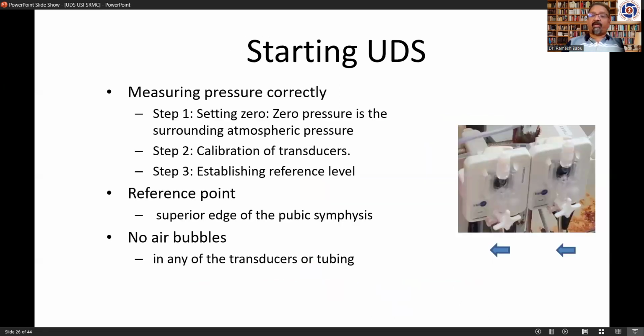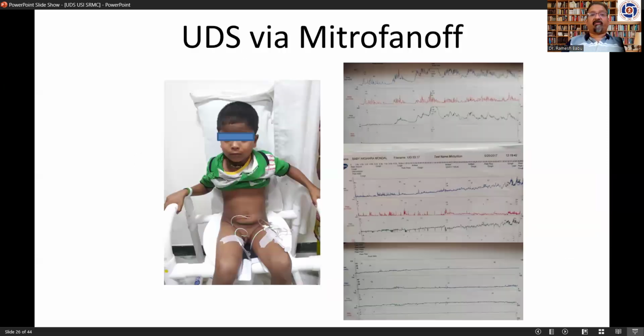Now, starting the UDS, we have all heard about the basics of urodynamics. Setting zero is important. Calibration of transducers is important. Establishing the reference level at the pubic symphysis and making sure that there is no air bubble in any of the transducers. These are all very important. I'm not going to go back into the details of this.